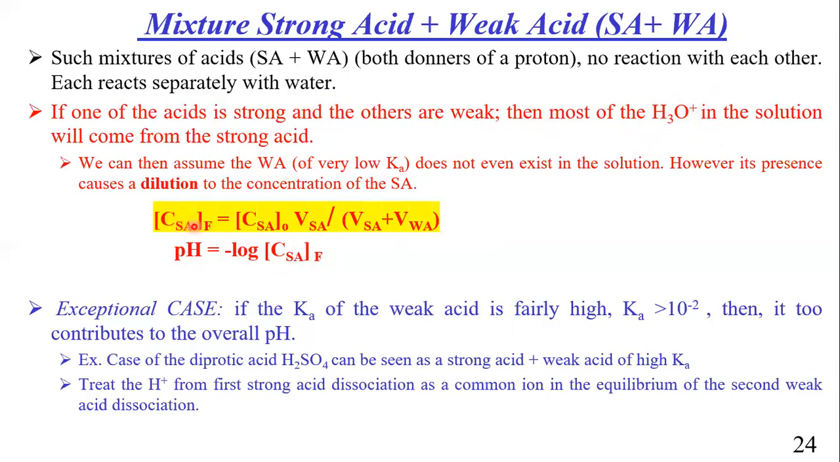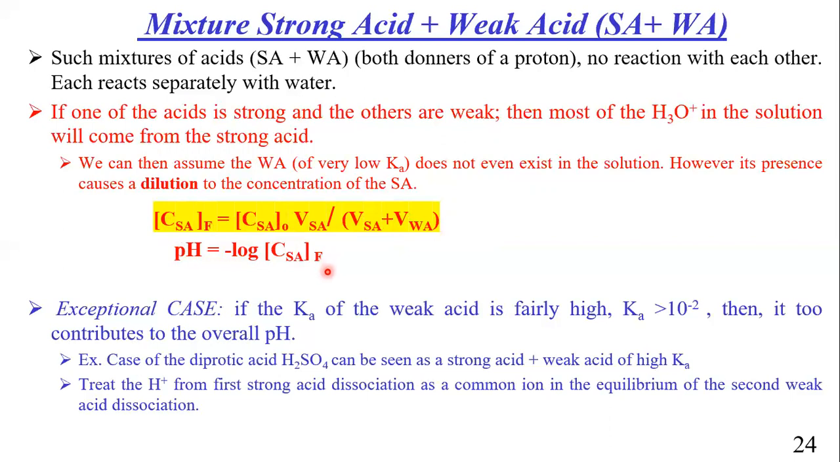So you take first the concentration of that strong acid, and you get the new diluted concentration, which is the initial times the volume of the strong acid divided by the total volume, which is volume of the strong plus volume of the weak acid. So get the strong acid concentration in the solution after dilution, and simply get the pH as minus log of that concentration of strong acid.